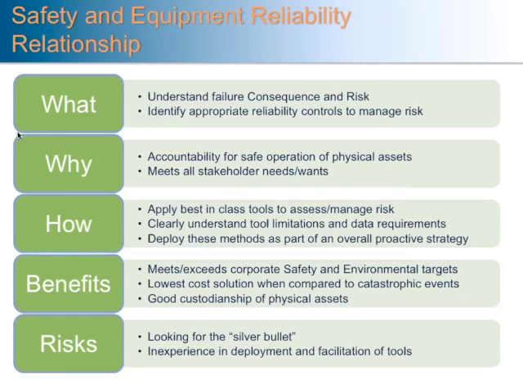So in the end, the relationship between safety and equipment reliability is a fairly stable one. The first part of this assessment should really be around understanding failure, consequence, and risk, as we discussed. Get started to be clear on what risk we're exposed to based on failure rates and what kind of consequence will occur if a particular failure event takes place. Then from that, we would also want to identify appropriate reliability controls to manage risk and make sure that those controls are in place. Why would we be interested in doing this sort of thing?